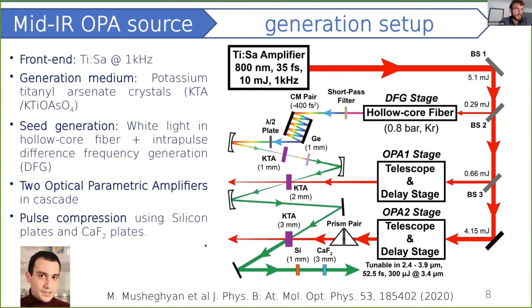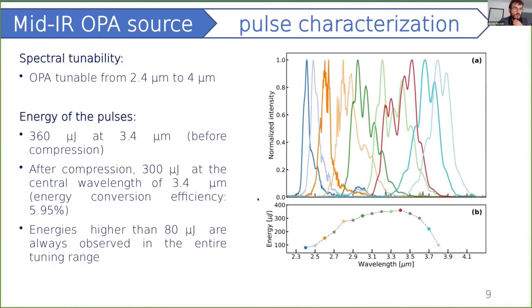Here you can see some features of our source. The OPA is tunable from 2.4 to 4 microns, which gives us some degree of freedom in choosing the wavelength for generating harmonics. It provides pulses of 360 microjoules at 3.4 microns before compression, while after compression we have 300 microjoules. And anyway, energies higher than 80 microjoules are observed in the entire tuning range of our OPA.